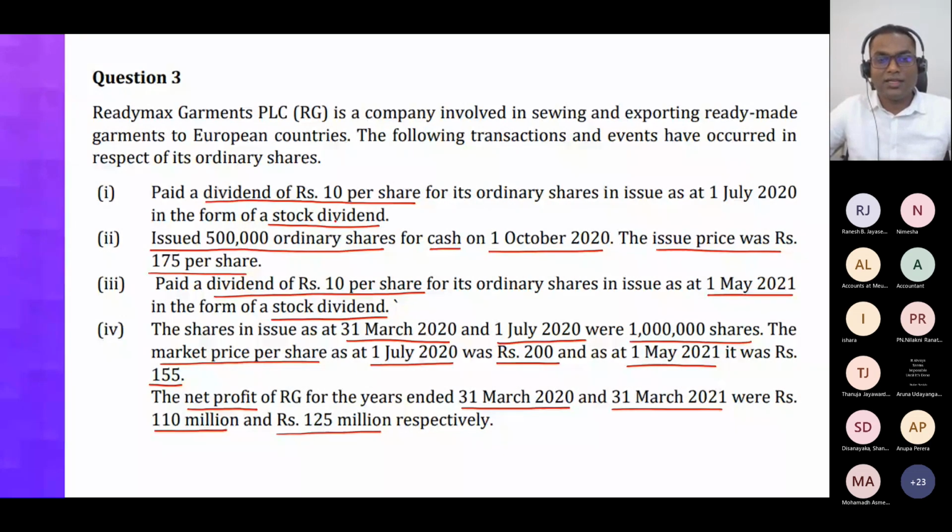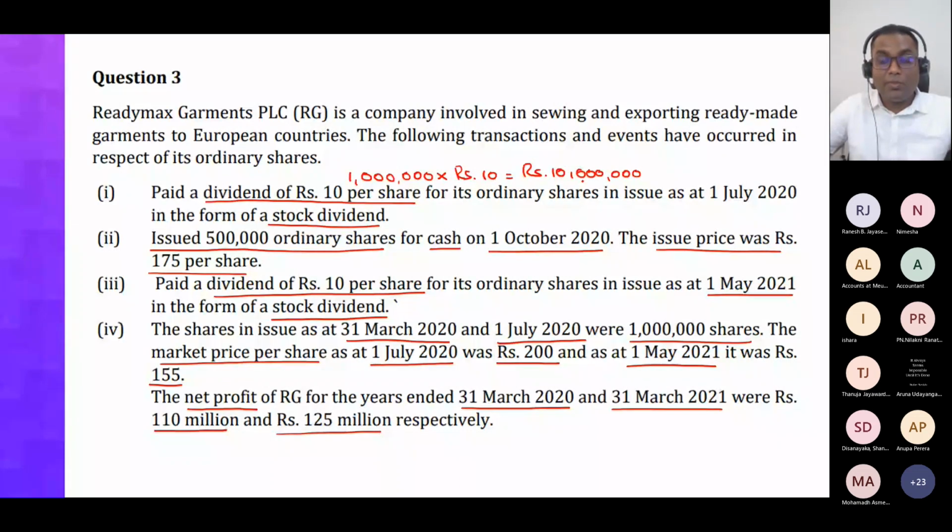Easily you can calculate, right? Because how many shares were there? You had 1 million shares, no? By 1st July 2020, before this stock dividend happened, 1 million shares were in issue. So what is the dividend payment? 10 rupees per share. So that means how much you need to pay? 10 million rupees you need to pay as dividends. Am I correct? You have to pay 10 million rupees as dividends. But you don't pay this 10 million in cash. You pay this by issuing shares.